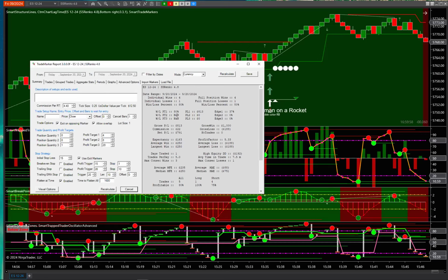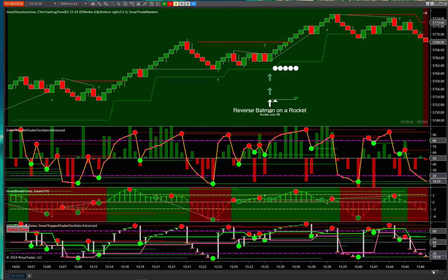We're giving up 15 ticks. We're taking 20 ticks 80% of the time. So a huge advantage for us in our trading. So that's the way we do it in the room.